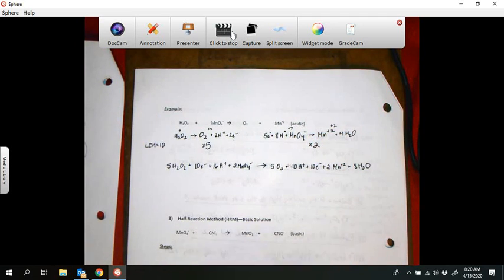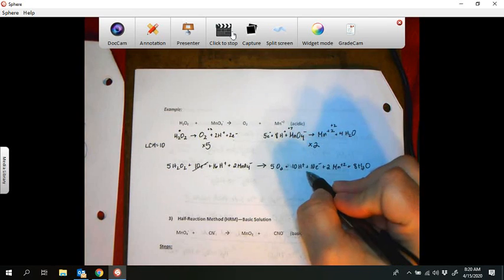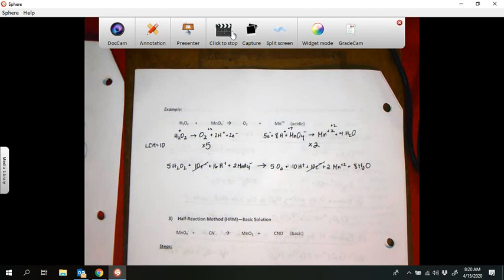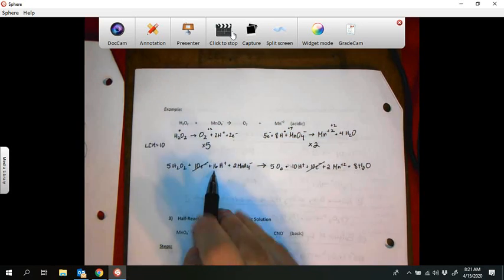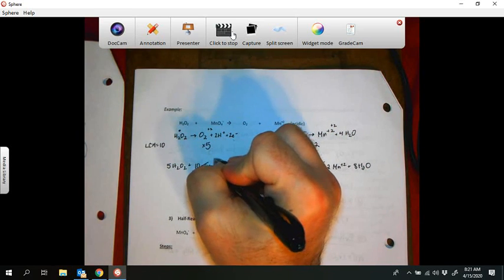Now that I have everything written out, I can cancel things that appear on both sides. So remember that we said the electrons should cancel out completely. They do. And then the only other thing that cancels out is H plus. So we have 10 on this side and 16 on this side. So all of the 10 cross out, and here we're left with 6.